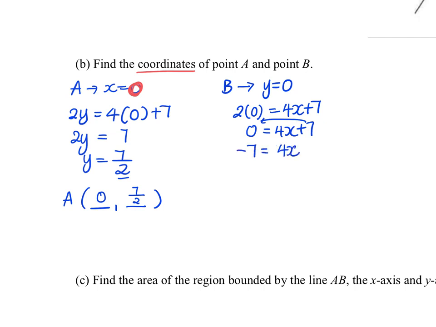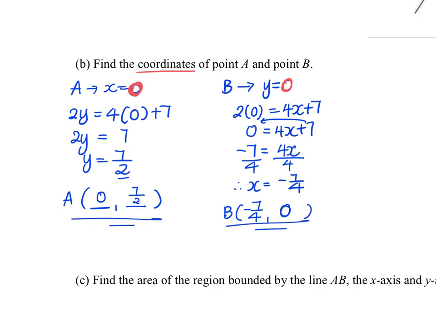I do not want 4x, I want x, so I'm going to divide by 4. Therefore, x is equal to negative 7 over 4. Okay, and again, they want coordinates. So B is the point where x is negative 7 over 4, and y is the value 0. Have you gotten the answer? Next part of the question.